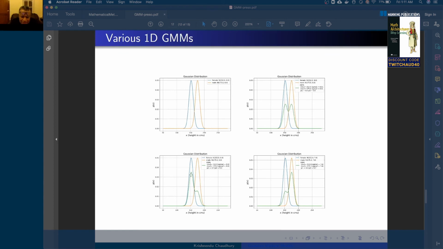Here the pi's are different, pi1 is 0.7 and pi2 is 0.3, which is why you see a much taller peak on the left side, the one which matches the female portion, and a much smaller value for the male portion, the right hand peak. This is exactly the reverse of that.